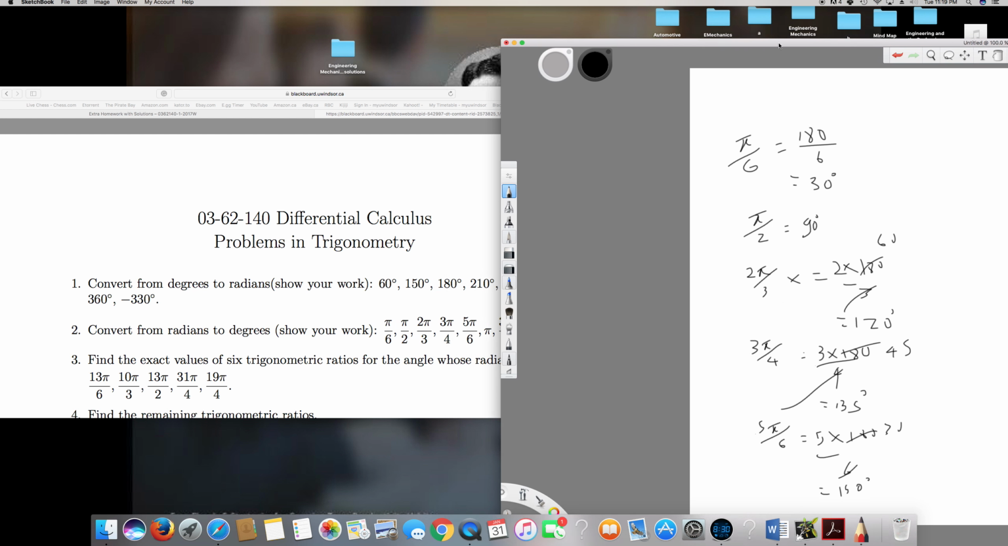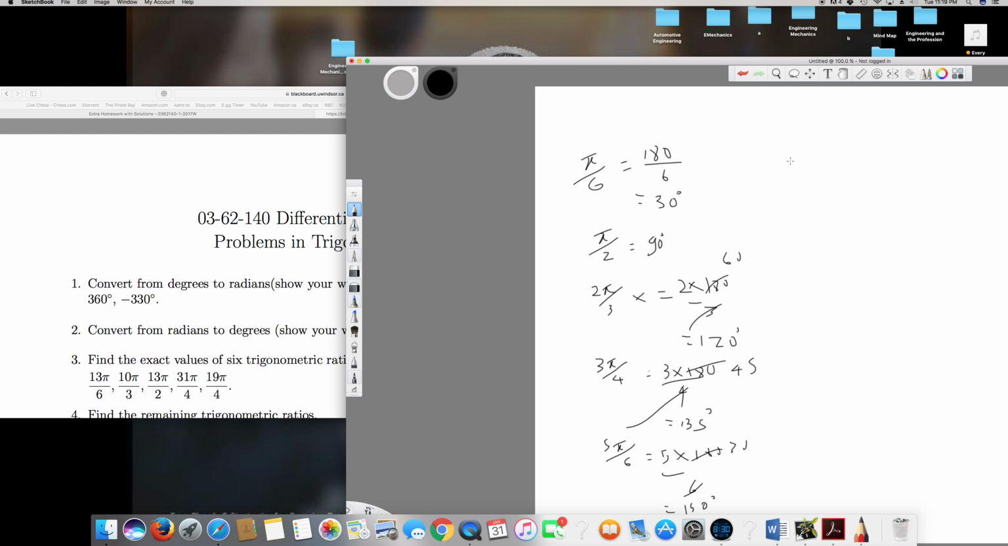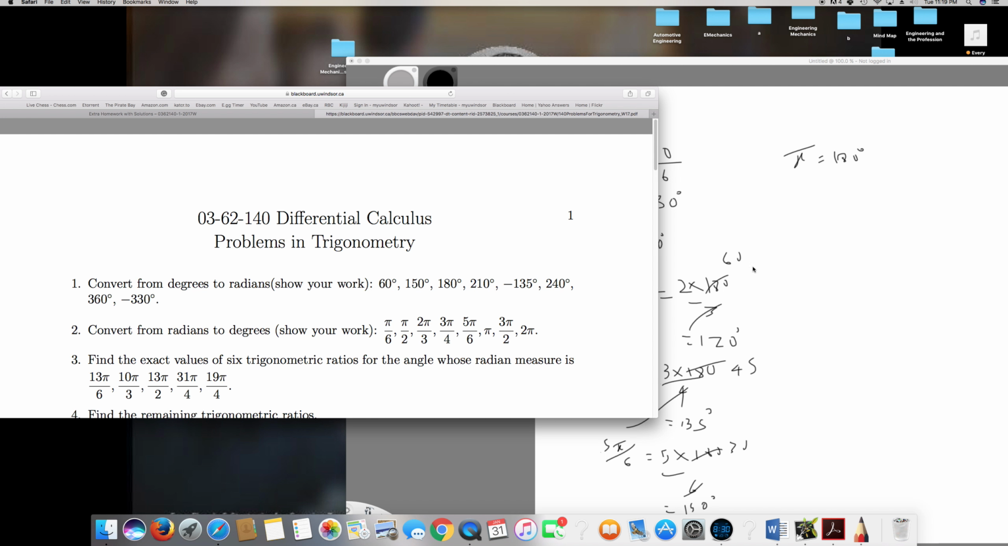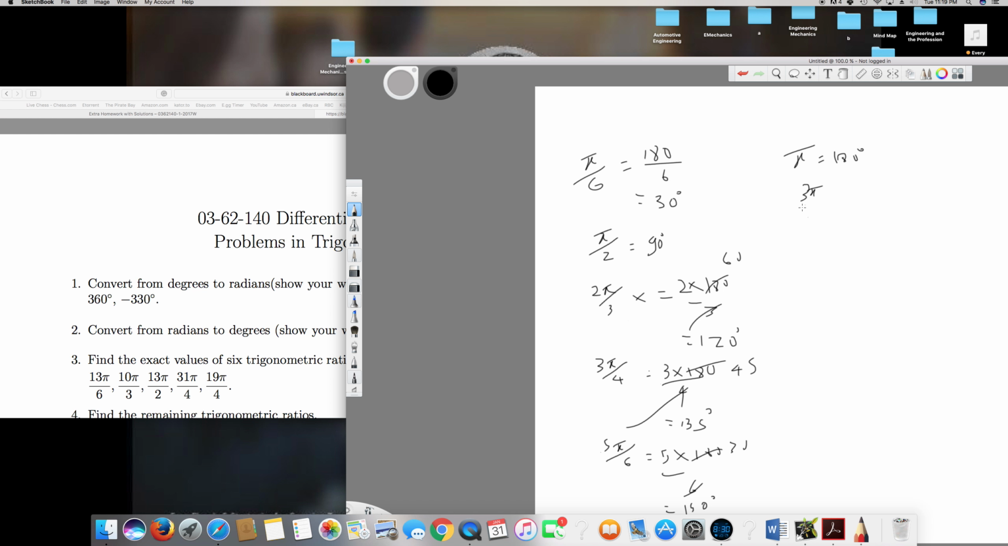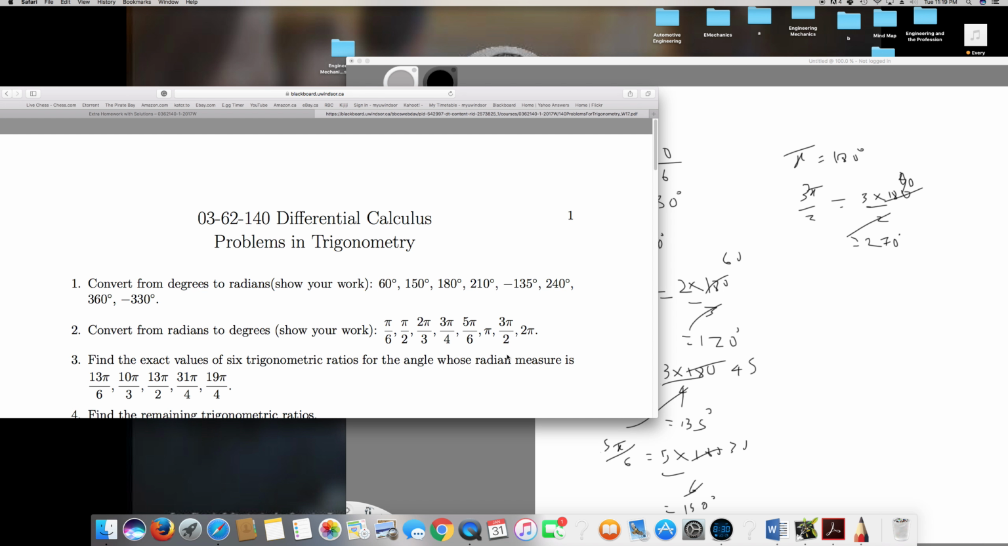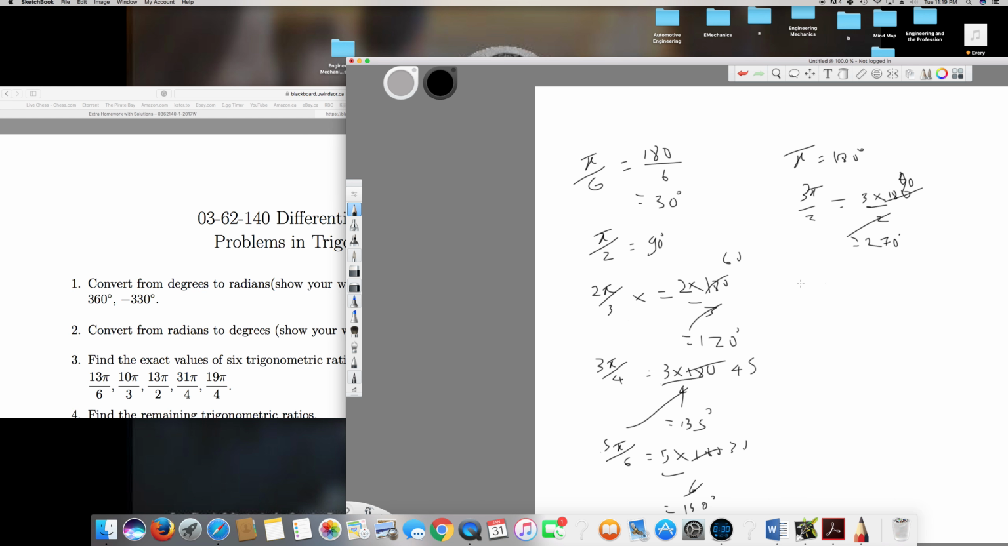And the next one is asking what? π. So π is just 180 degrees. π is equal to 180 degrees. And the next one is saying 3π over 2. 3π over 2 means 3 times 180 divided by 2, which is 270 degrees. And the next one is asking what? 2π. 2π means 2 times 180. It's going to be 360 degrees. That's all it is.